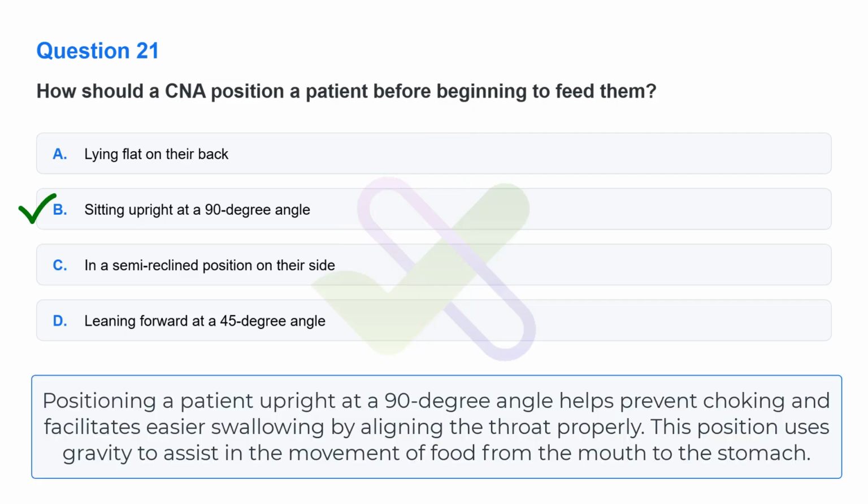The correct answer is B. Sitting upright at a 90-degree angle. Positioning a patient upright at a 90-degree angle helps prevent choking and facilitates easier swallowing by aligning the throat properly. This position uses gravity to assist in the movement of food from the mouth to the stomach.